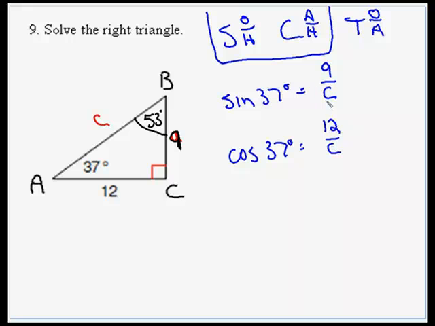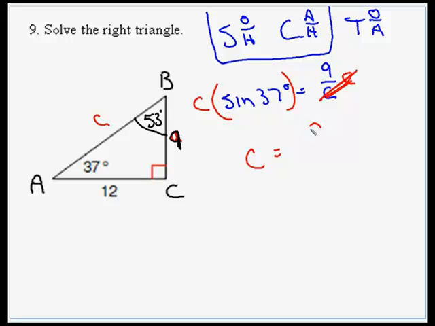Either way, we have c as our denominator. The numerators are different because of the different trig functions, sine and cosine. So either one of those would work. I'll just stick with sine. Remember, we want to get c alone. We did a shortcut. You remember in class we would multiply both sides by c. So if I multiply this side by c and this side by c, those are going to cancel, and we're left with 9 equals this. And then we would divide both sides by the sine of 37. So c would equal 9 divided by the sine of 37.